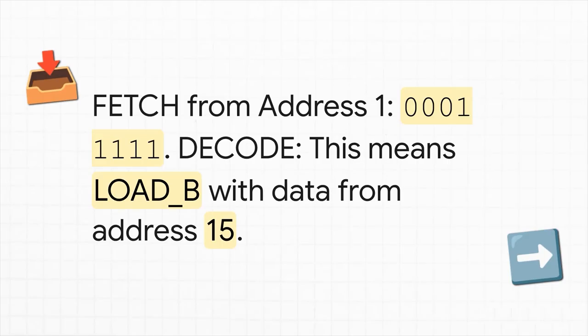All right, next up, the program counter is at 1. The CPU fetches the next instruction, 00011111. The decode is simple. It means load a value into the other workspace, register B this time, from memory address 15. And just like that, it grabs the value 14 and loads it into register B. Perfect. Now both of our numbers are locked and loaded inside the CPU, and the program counter ticks up to 2.